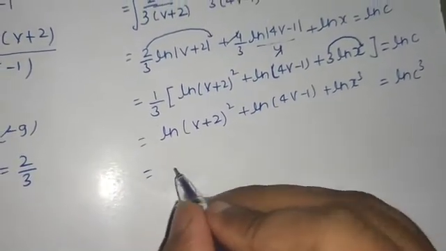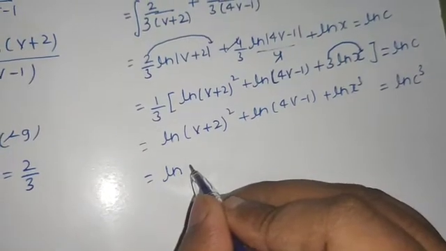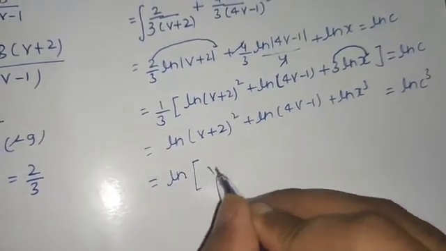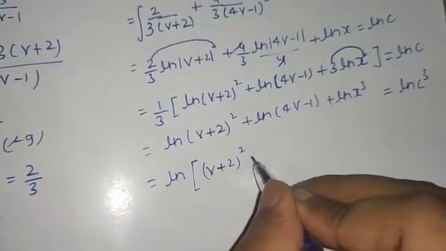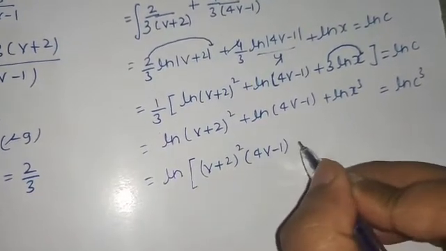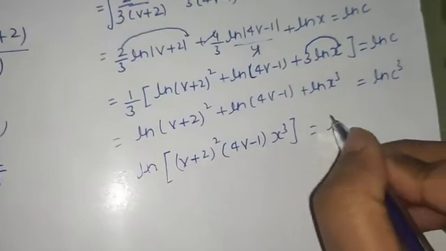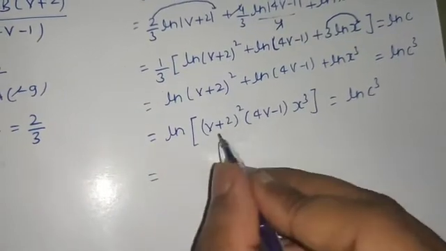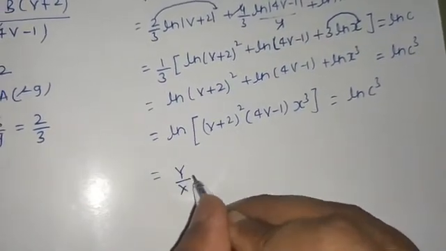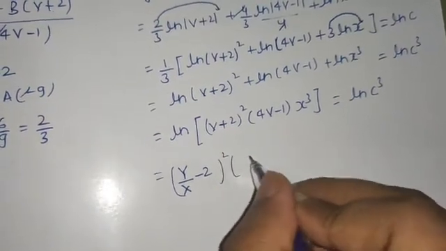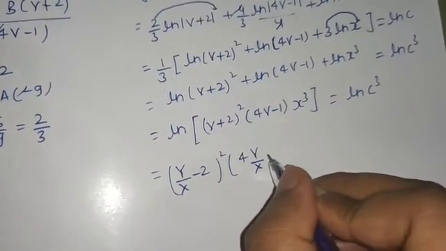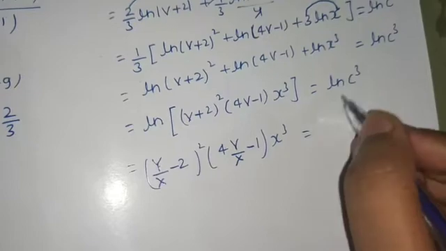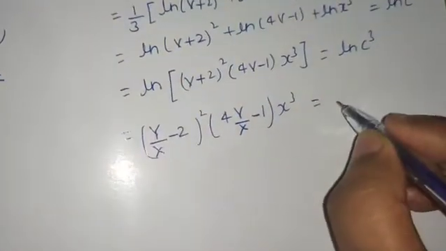Now what was our v? V was y by x, so ln, first log a plus log b plus log c, so log abc, so (v plus 2) whole square multiplied by (4v minus 1) multiplied by x cube equals ln c cube. If I remove log on both sides, I will get (v plus 2) whole square, where v is y by x plus 2 whole square, times (4y by x minus 1), into x cube equals, log is removed, c cube can be written as any other constant, let's say a.